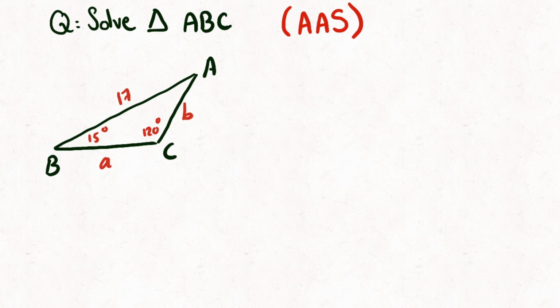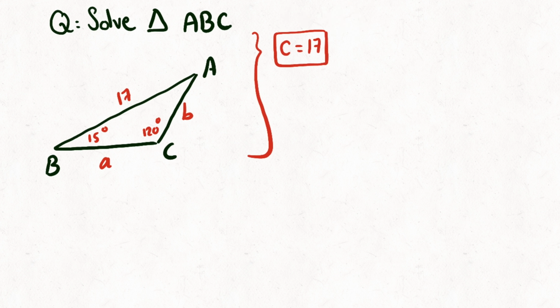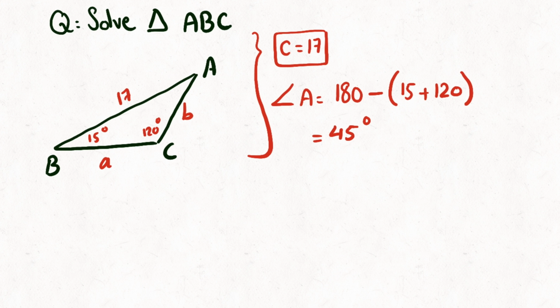Let's take the first example, which is the case AAS. We notice that angle B and angle C are given in the question, along with side c. To find angle A, you keep in mind that the sum of angles in a triangle is 180, and you do the following to discover that angle A is 45.